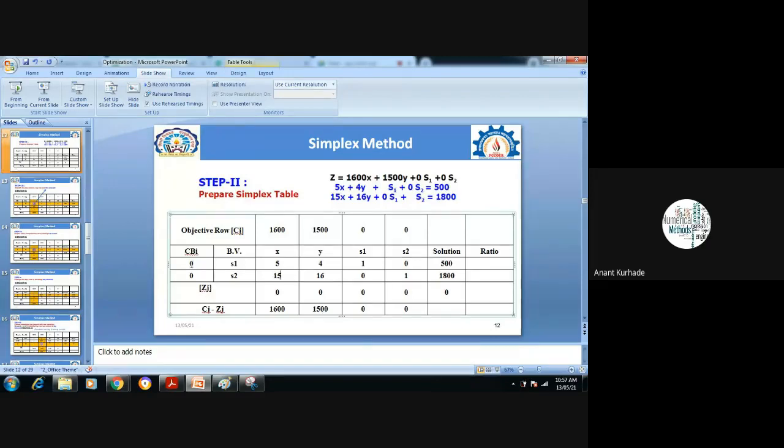Zj is equal to 0 into 5 plus 0 into 15, 0. Okay, please calculate this: 0 into 5 plus 0 into 15 is equal to 0 in calculator. 0 into 4 plus 0 into 16, 0. 0 into 1. That means for the first initial simplex table, you can find all values as 0. Here also 0. See, in some books, don't refer to any book for this simplex method because you can find different nomenclature for each and every number. Okay, just go through this.